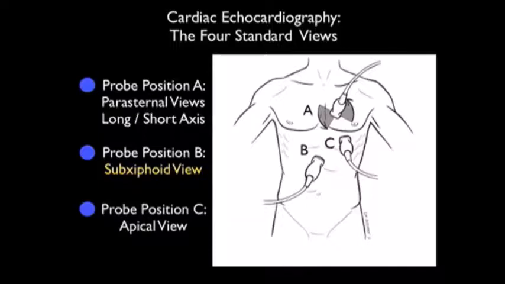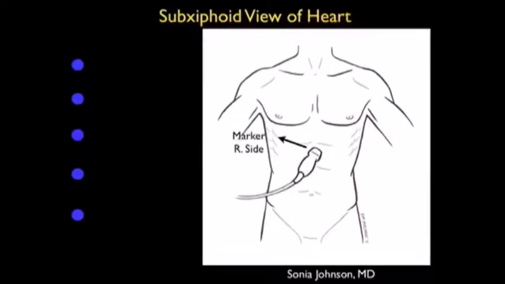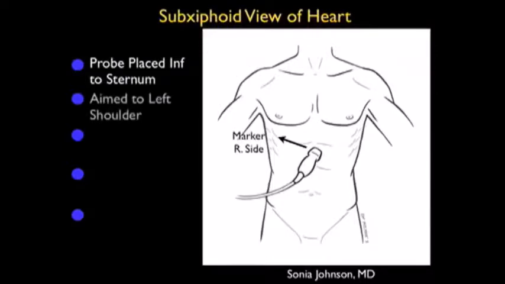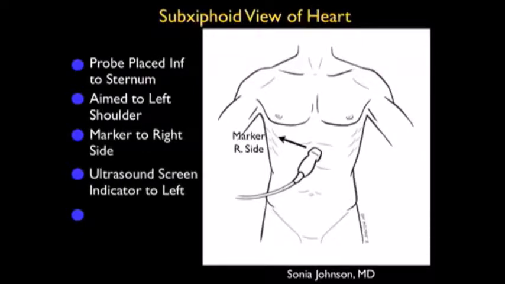The subxiphoid view of the heart is an excellent way of imaging the patient's heart and getting a lot of information directly at the bedside. Now let's learn how to perform the subxiphoid view of the heart. As shown in the pictorial to the right, the probe is coming from an abdominal position, placed just inferior to the xiphoid tip of the sternum. It's important to lay the probe flat and push down and under the sternum, aiming towards the patient's left shoulder.